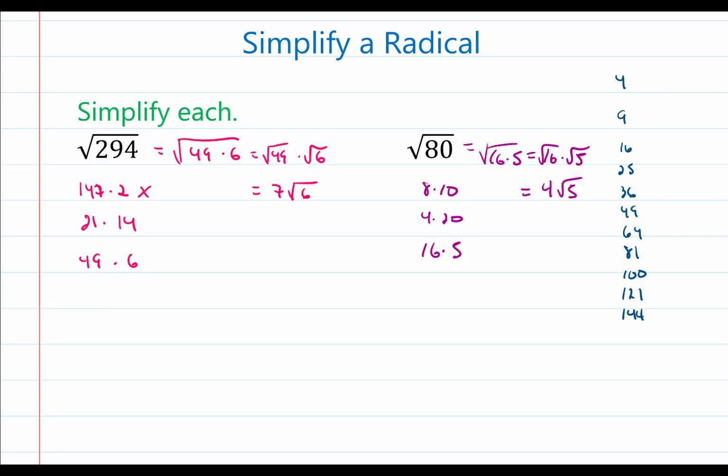So you might be curious about what happens if you don't recognize that 16 is a factor of 80, and instead you look at the factor from that list as 4. Well, we can still do it. It just takes a few more steps. We would break up 80 into 4 times 20. We would then get the square root of 4 times the square root of 20, which is equal to 2 times the square root of 20.